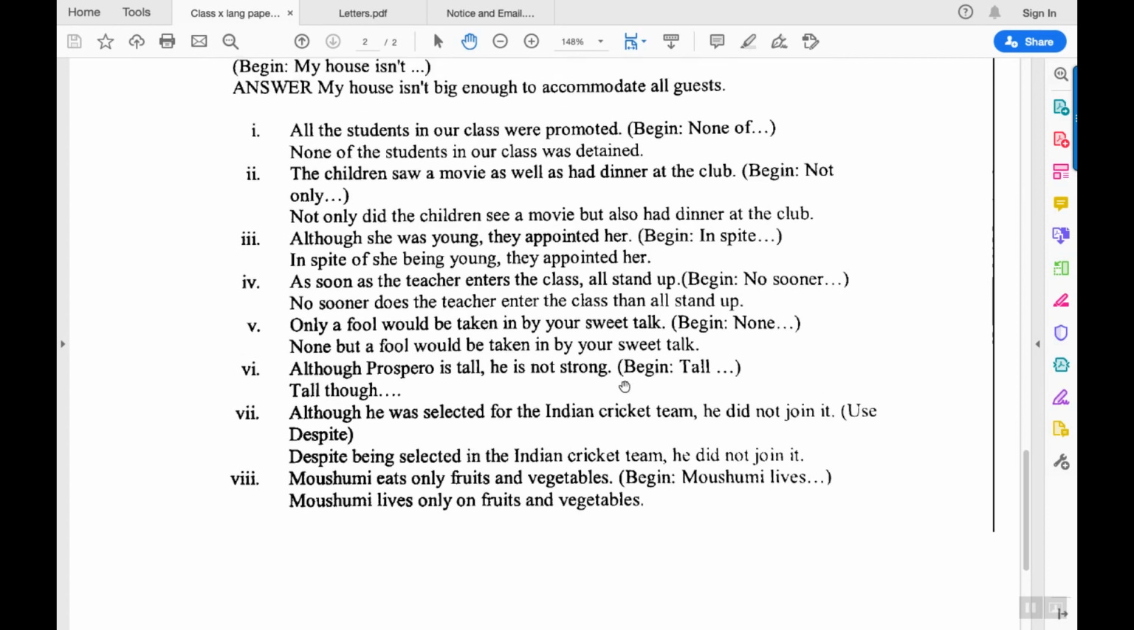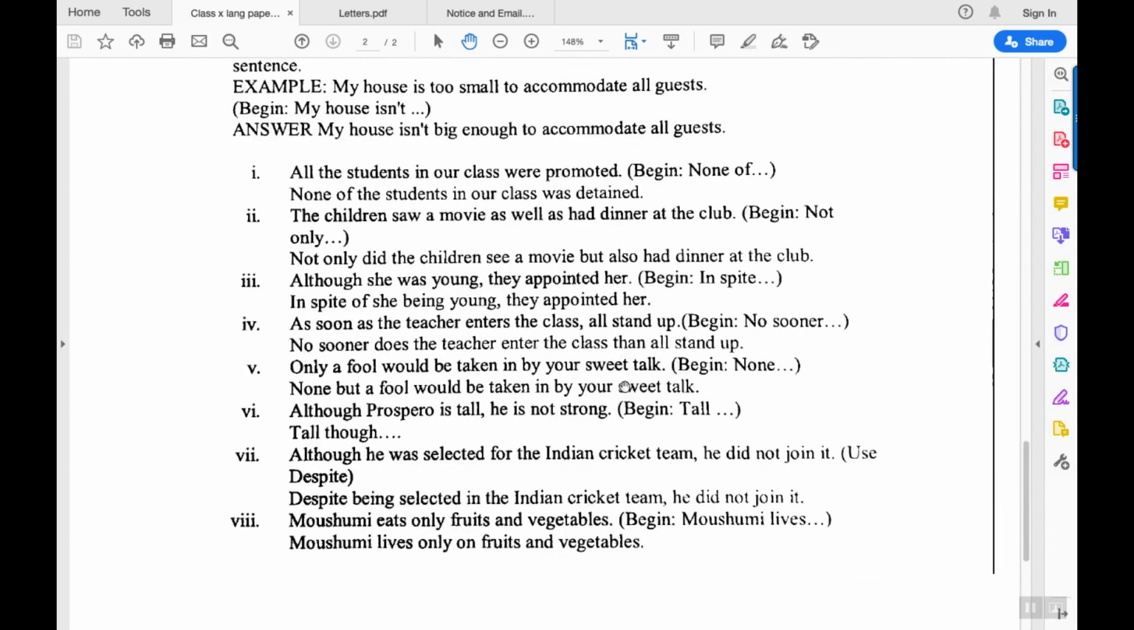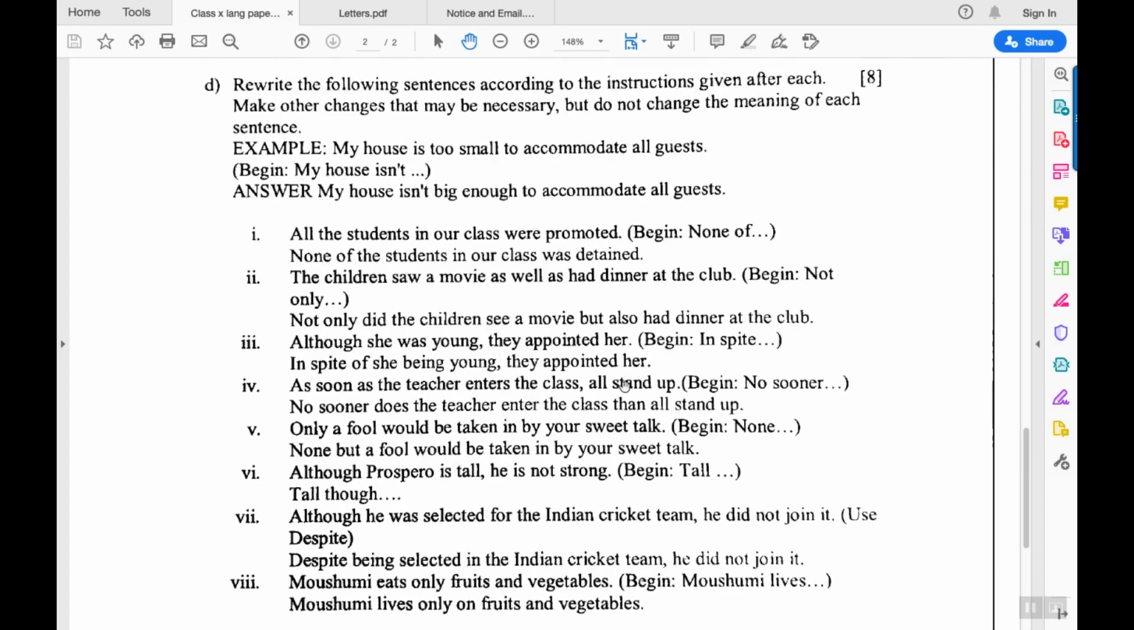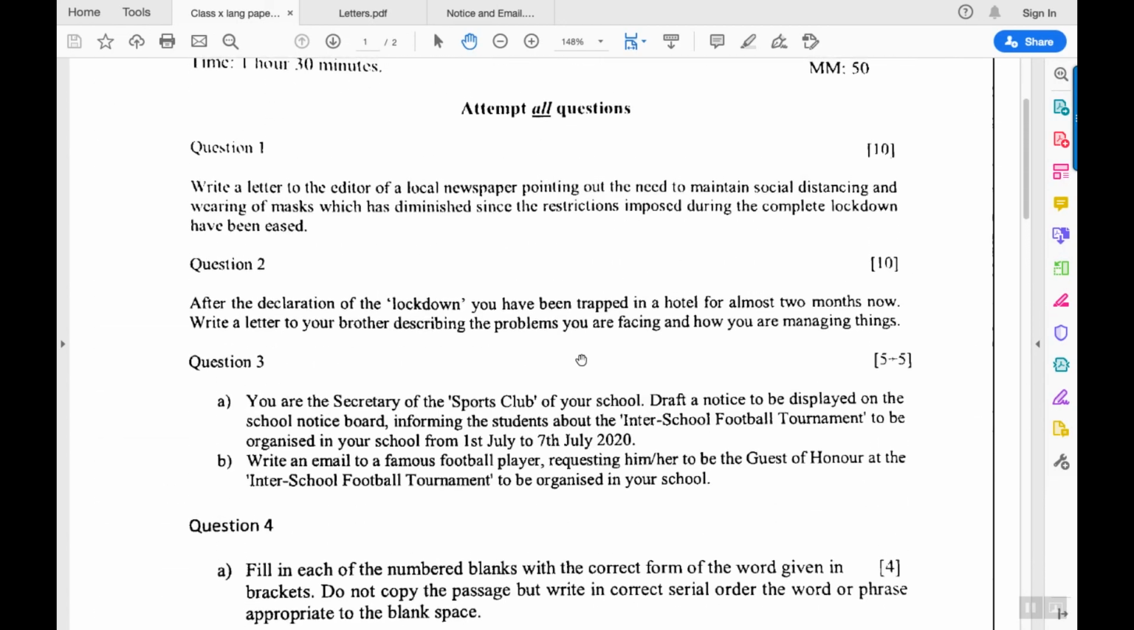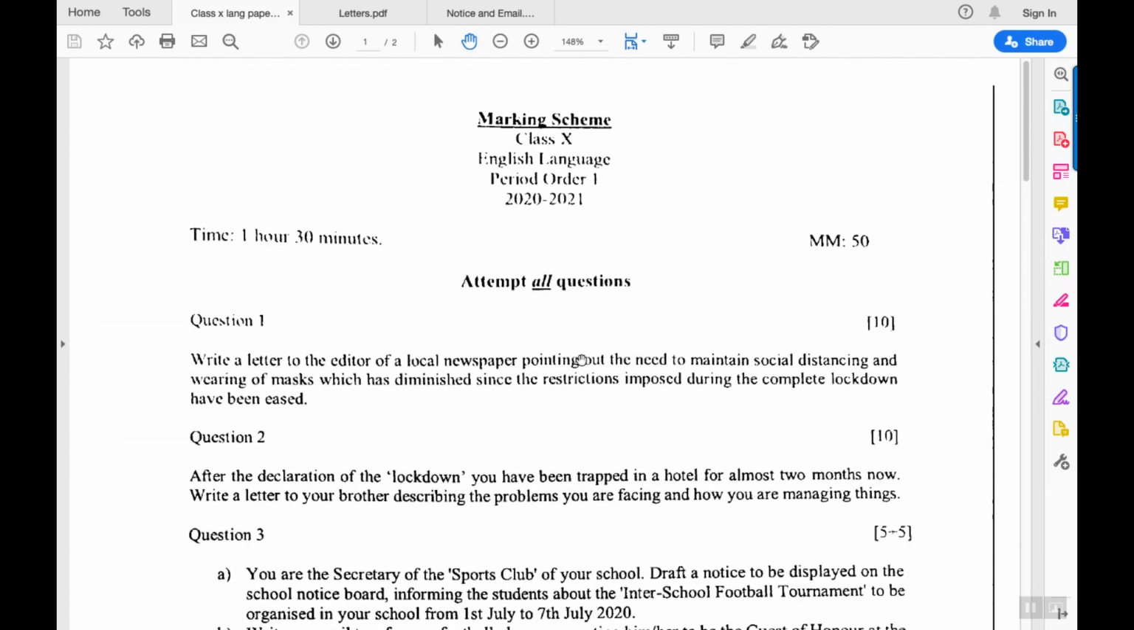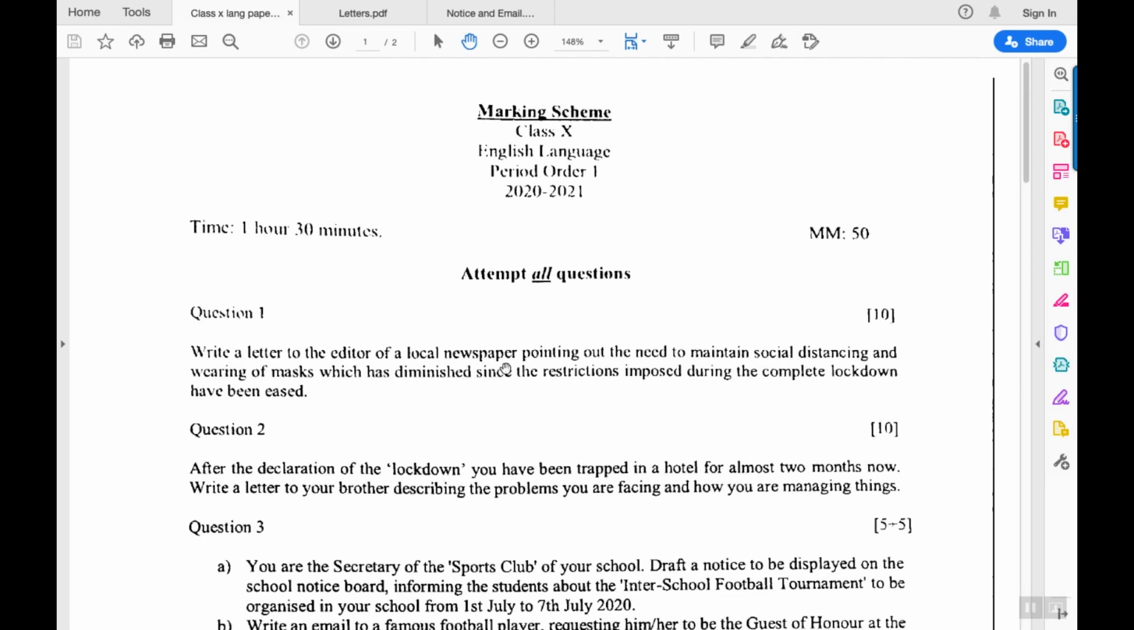So that brings us to the end of this question paper. I cannot say that it was done satisfactorily by all the students. You have to work very hard to come up to our expectations.